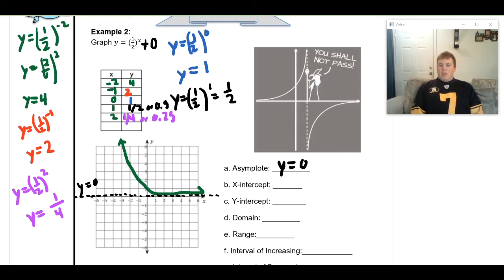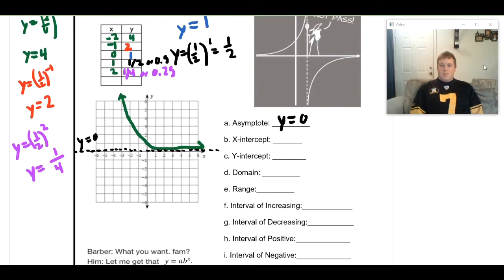If we go ahead and continue looking through our characteristics, we can see that we aren't going to have an x-intercept again, because it is not going to cross that asymptote line of y equals 0. Our y-intercept is going to be 0, 1, because if we look at where it crossed the y-axis, it's going to be right there at 0, 1, and we also can pull that from our chart.